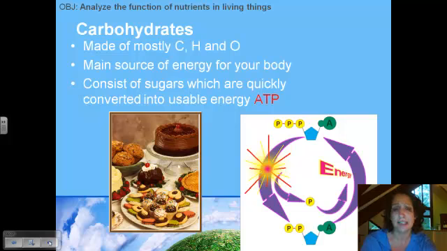And we're going to be looking at ATP throughout the year. So anytime you hear the term ATP, just think energy for your body.